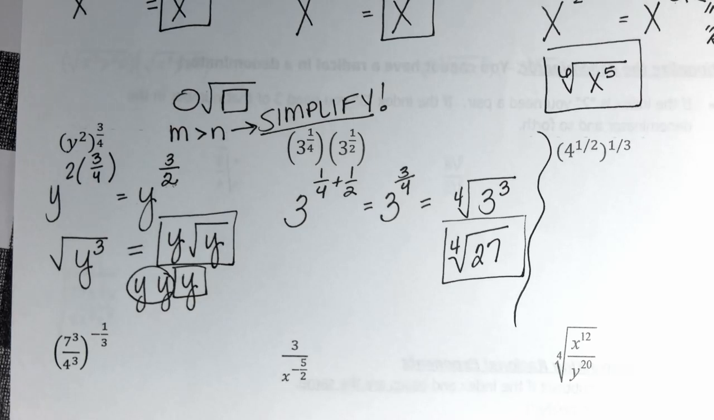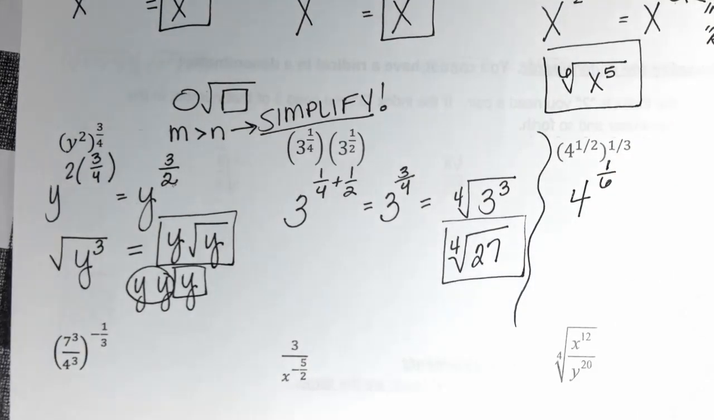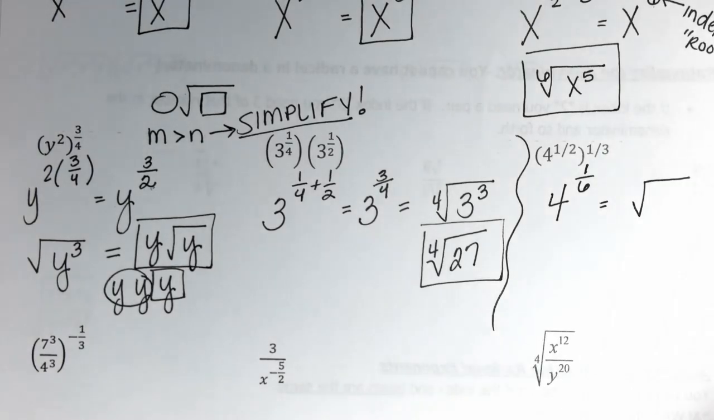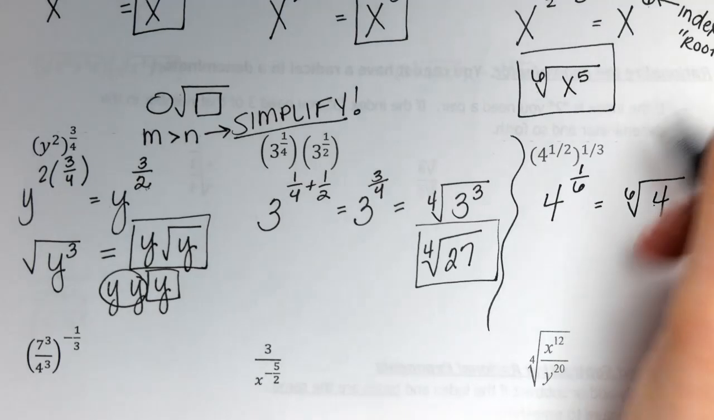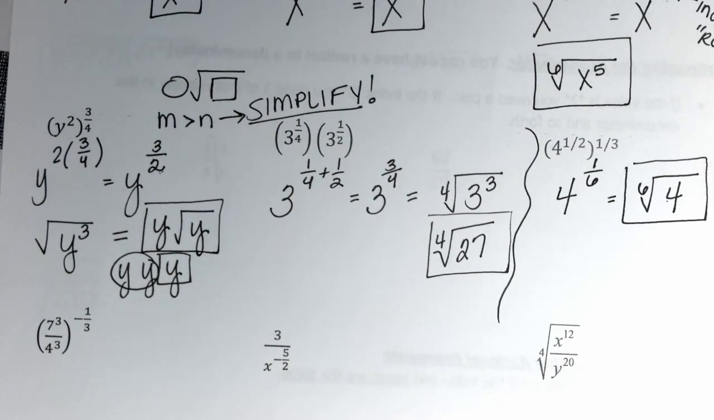4 to the 1/2 raised to the 1/3. What am I doing there? I'm multiplying. 1/2 times 1/3. What does that give me? 1/6. So then rewrite it, and what is that? The 6th root of 4. Do I need to put the 1? No. So just the 6th root of 4. Which I can't simplify because 4 is just 2 and 2. Okay?